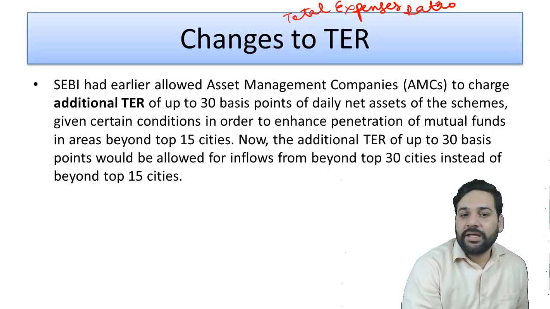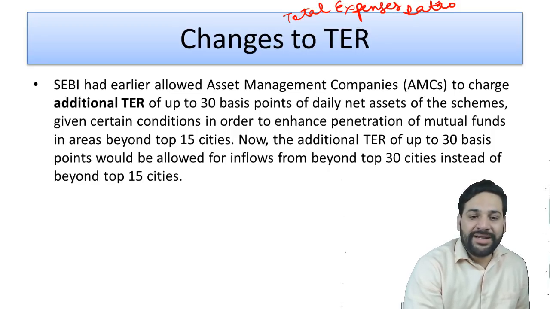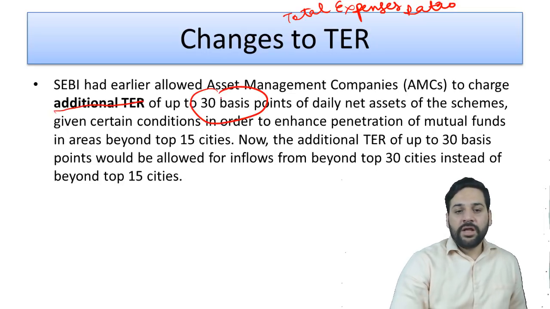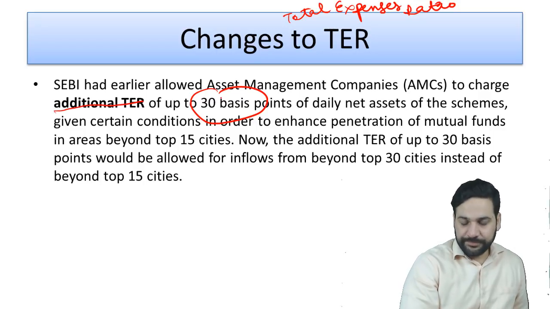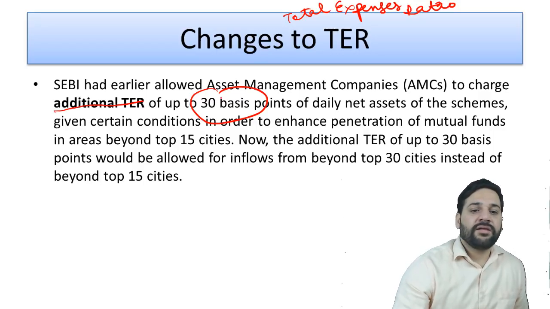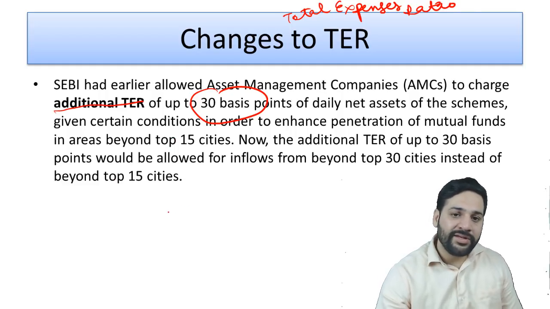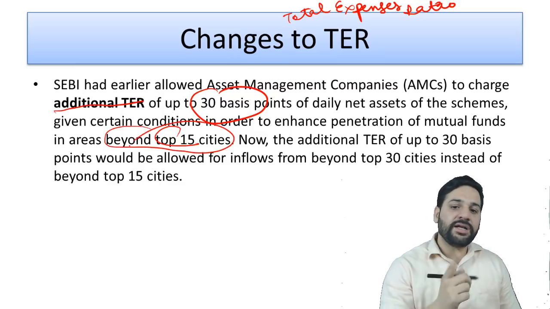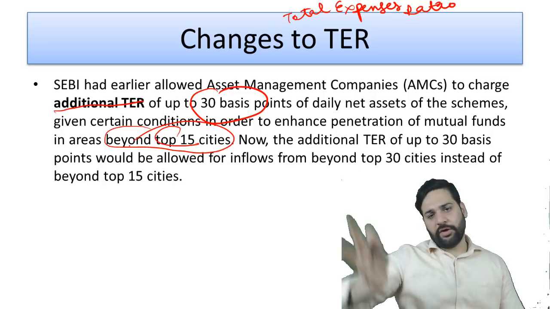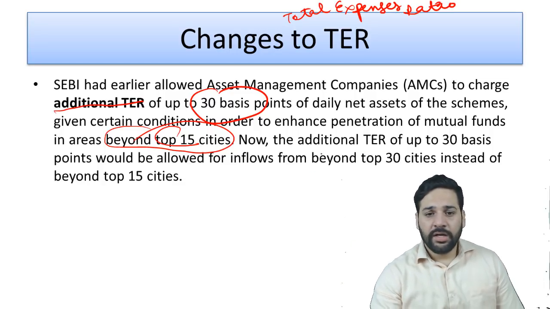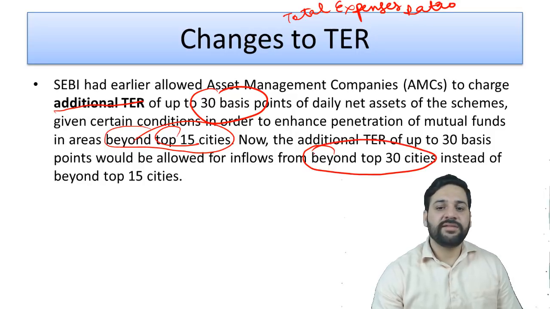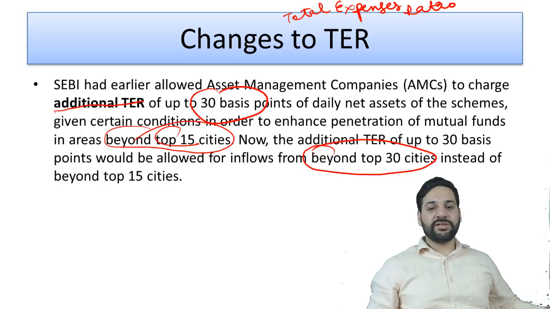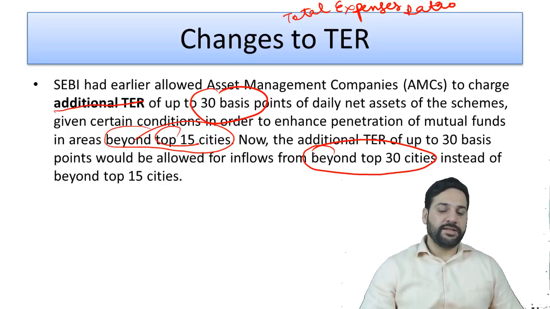SEBI had earlier allowed asset management companies to charge an additional TER, additional total expense ratio, of 30 basis points on the basis of daily net assets of the scheme. Earlier, they could charge that on cities beyond the top 15 cities. But now it is beyond the top 30 cities. That has been changed. Before that it was top 15. Now it is top 30. They can charge an additional 30 basis points beyond the top 30 cities. Okay, I hope you're getting it.